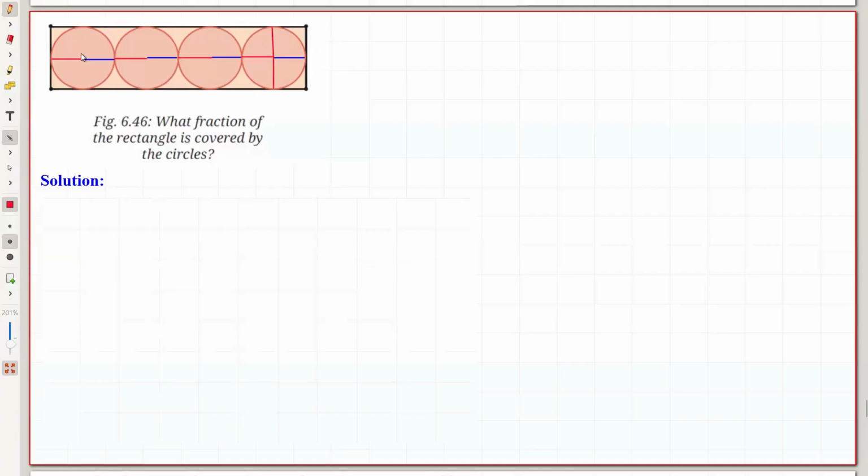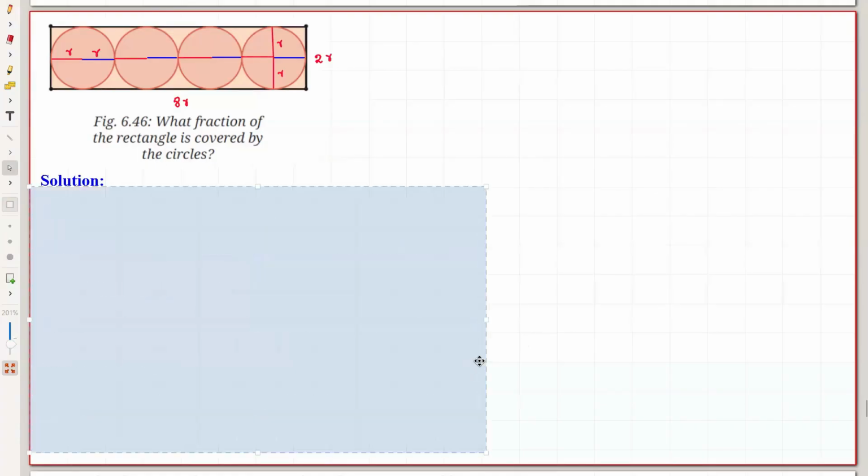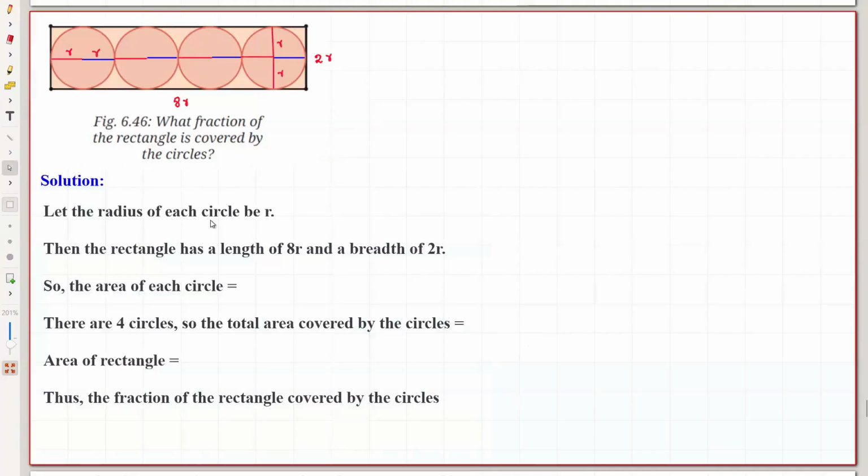Now this is radius, this is also radius. So how many times radius? 1, 2, 3, 4, 5, 6, 7, 8. So the length of the rectangle is going to be 8r, and the breadth of the rectangle is 2r. Let me find out the same. For finding the fraction shaded, let the radius of each circle be r. So the length of the rectangle will be 8r and the breadth will be 2r.